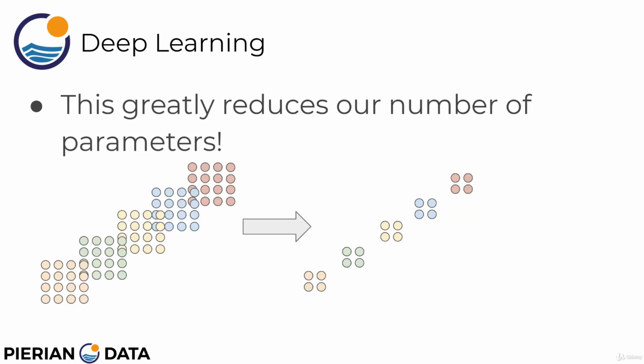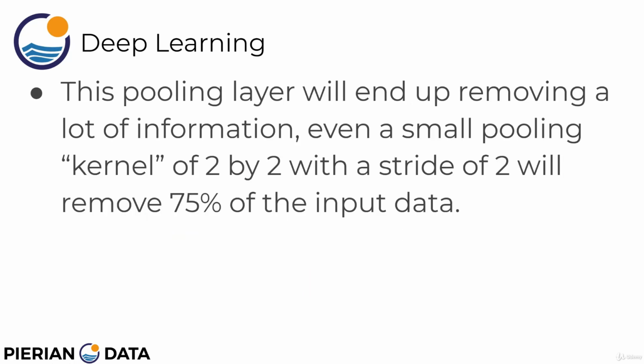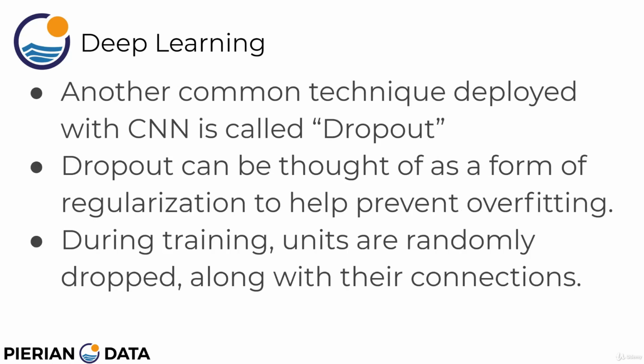So you can tell that this would greatly reduce our number of parameters, which is why we feed convolutional layers into pooling layers. This pooling layer will end up removing a lot of information, and even a small pooling kernel of 2x2 with a stride of 2 removes about 75% of the data that's inputted into it. However, hopefully those general trends will still be true throughout the pooling layer.